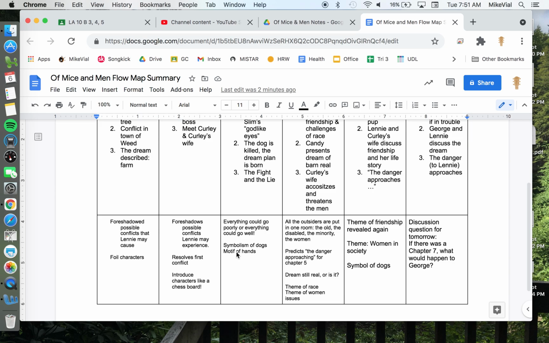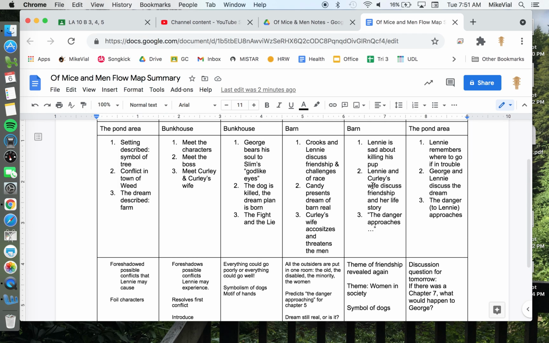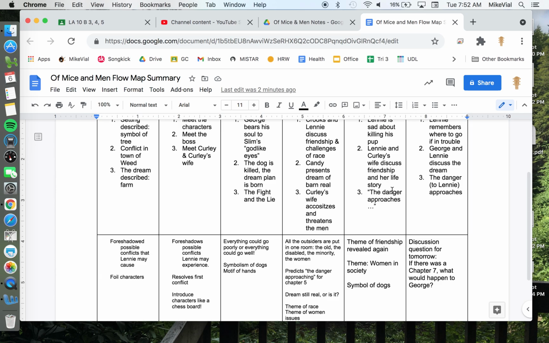Motif is just a reoccurring image like a symbol, and the symbol of hands are important. This idea of how all the outsiders are put together in the barn, and the symbols of how violence and who gets killed by what hands is kind of a reoccurring connection.